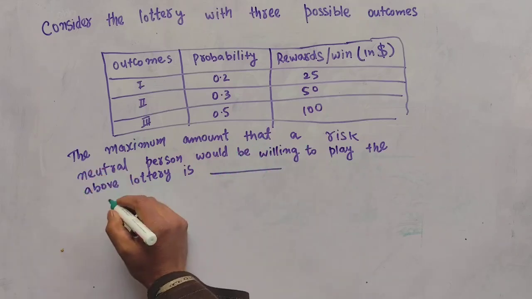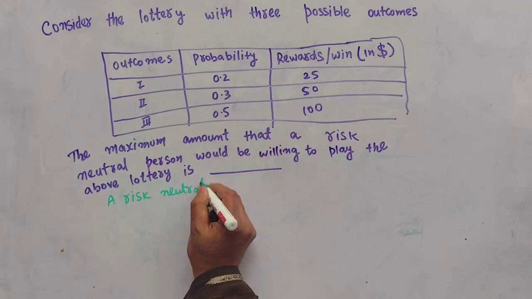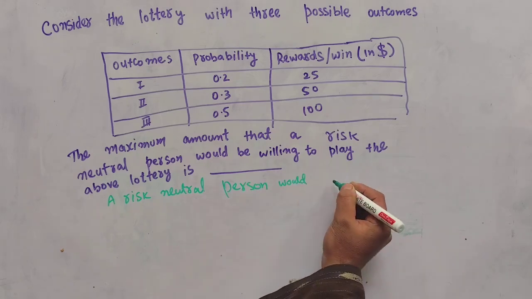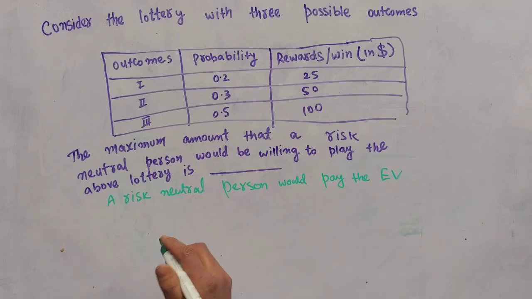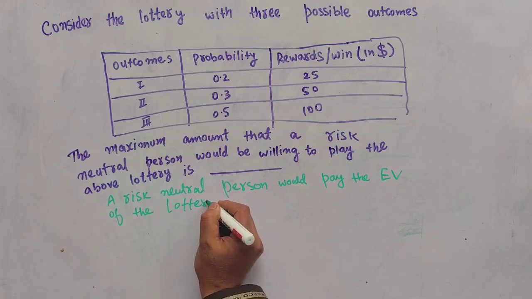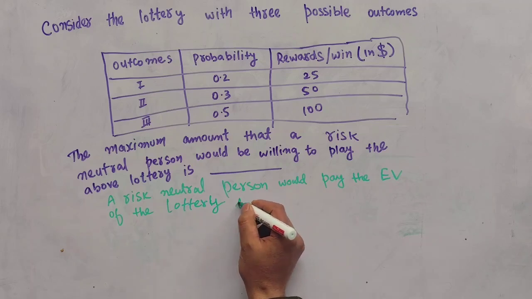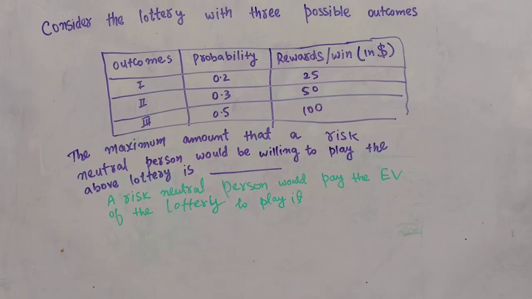So a risk neutral person would pay the expected value of the lottery to play it. When we have a risk neutral person, he will pay the expected value of the lottery. Now, what is expected value?